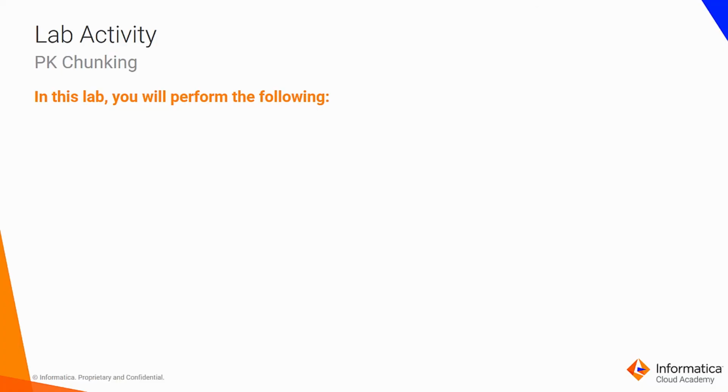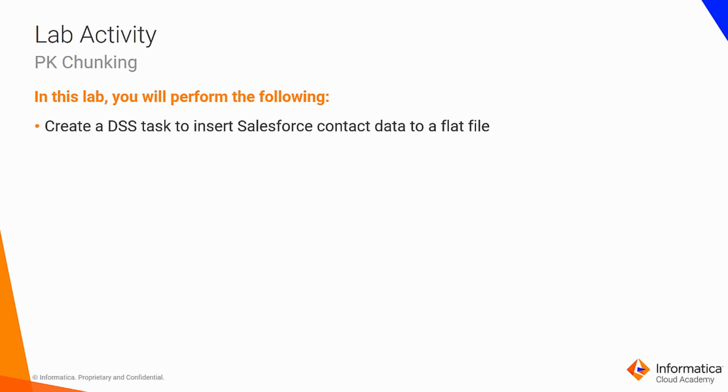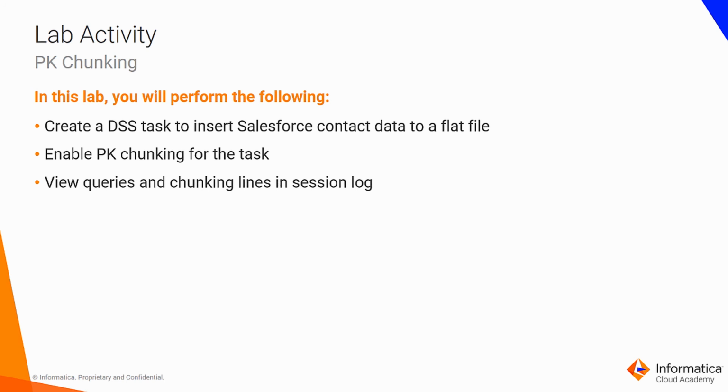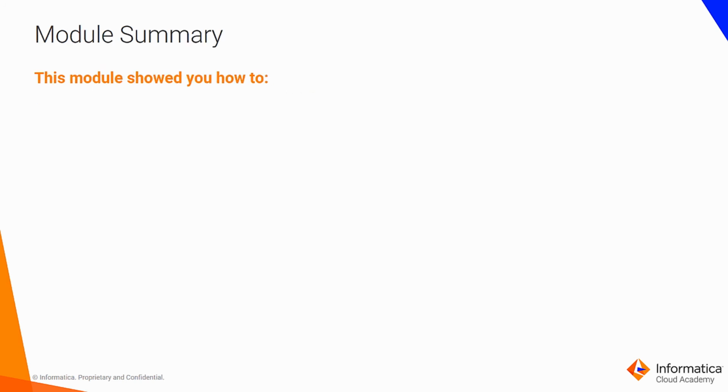You are now ready to take the lab exercise on PK Chunking. In this lab, you will create a DSS task to insert Salesforce contact data to a flat file. Enable PK Chunking for the task. View queries and chunking lines in the session log. This concludes Informatica Cloud Advanced Properties Primary Key Chunking.